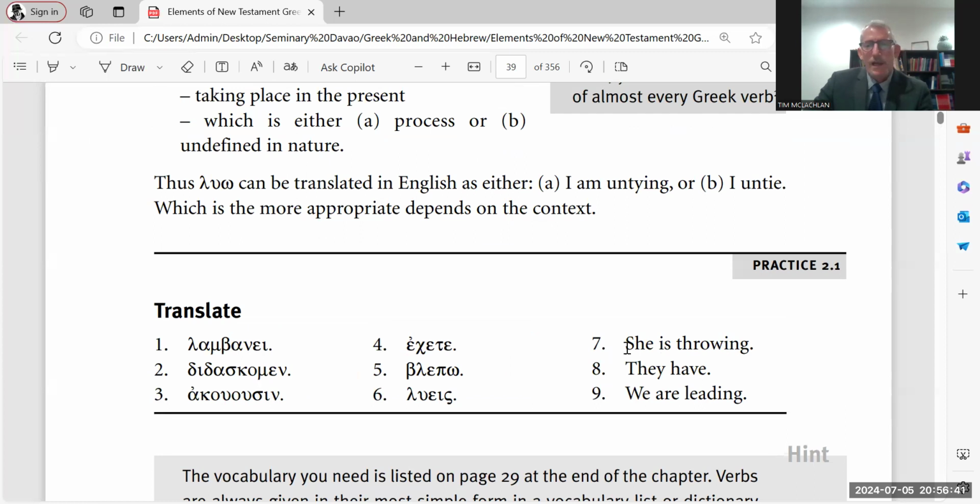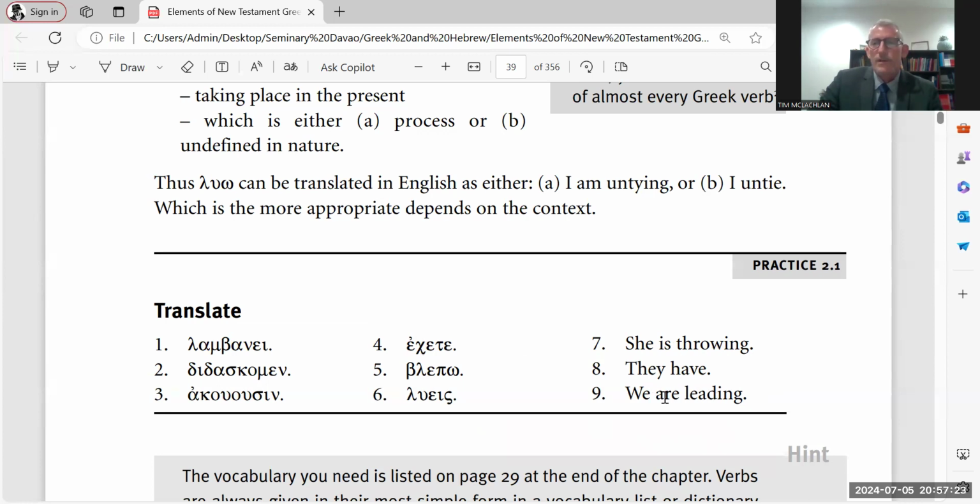Okay, she is throwing. Now she, he, she, it takes on the form of the epsilon iota on the end, like this here. Okay, so in that case you would say ballei. So you take the beta, and then alpha, lambda, there's 2 lambdas there, and then you have to put the ending on to say she is throwing. Okay, and they have, again, that would be echete, they, so echousin, they have. Okay, so you take the stem, like here's the word have, epsilon chi, and then ousin on the end. They have echousin.